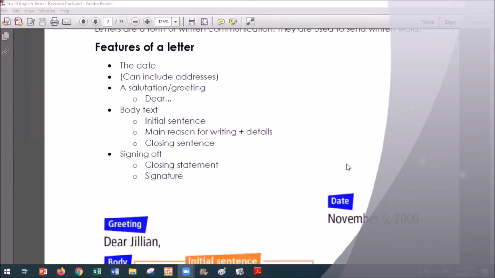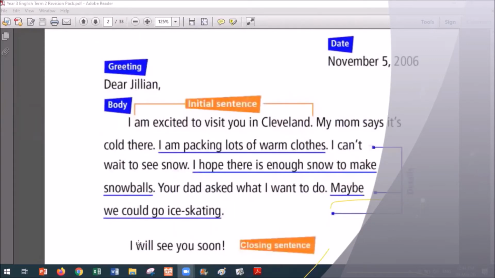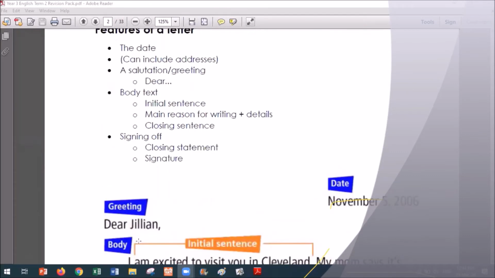So at the top of this revision pack, first of all, we have the date. We can see the date on the right-hand side. We need to make sure that the date is always written on the right-hand side. And then the next line underneath is going to be the salutation or the greeting. So the salutation here is Dear Gillian. We would put the name of the person we're talking to here. So we've done the date and we've done the salutation. These are very, very easy things to do, okay?